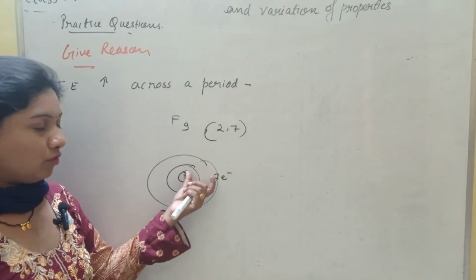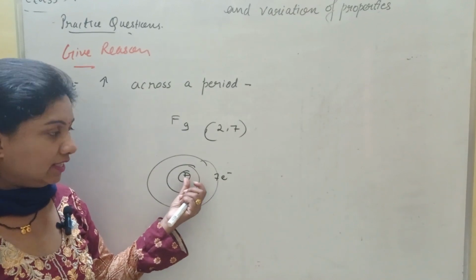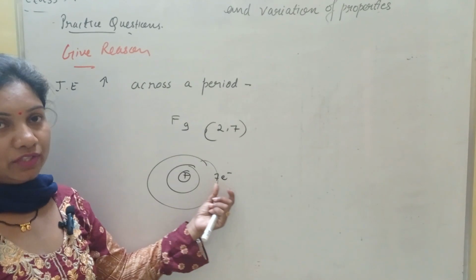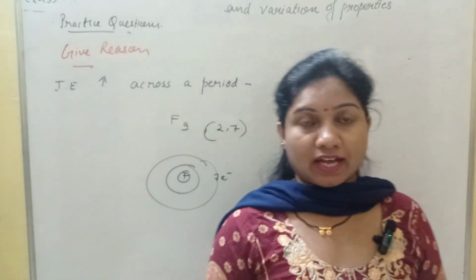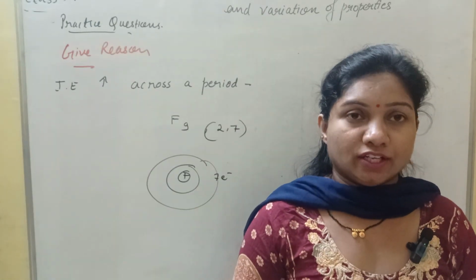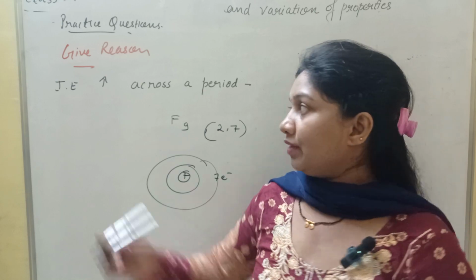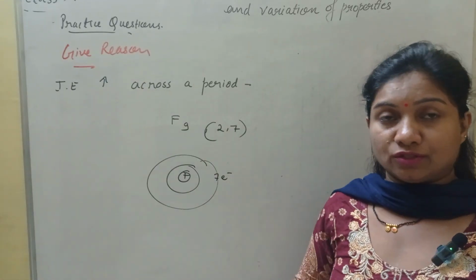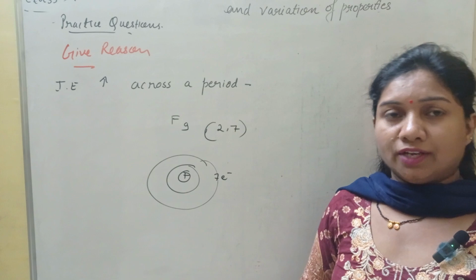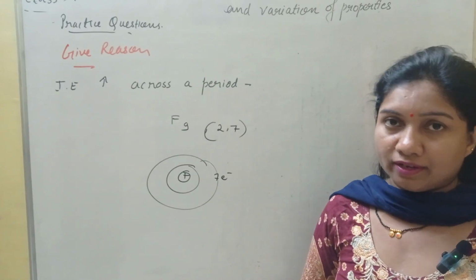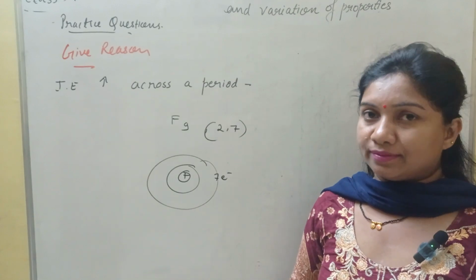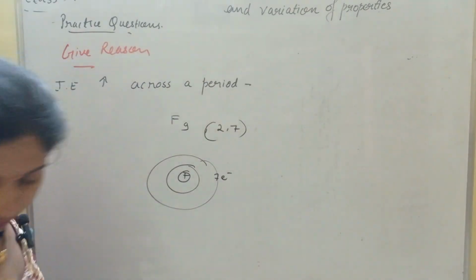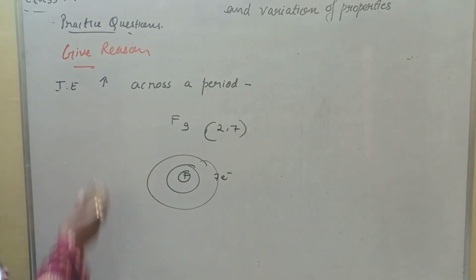As a result, the force of attraction between these two increases and it will not favor the removal of the electron. So removal of an electron becomes difficult as the atomic size decreases, and because of that the value of ionization energy increases. To remove the electron, we have to apply more and more energy. So the reason is the decrease in atomic size. Next question.